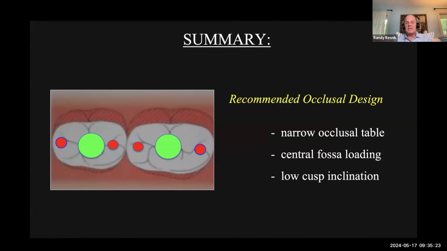Ideally, if you look at the schematic on the left, we want our contacts to be in the central fossa where I have it in green. We want to minimize, or not have any at all, on marginal ridges, or what we call mesial distal cantilevers. And then to get rid of the buccolingual cantilevers, we want a low cusp inclination and a narrow occlusal table. When you do all that, that concentrates the forces more on the long axis of the implant and allows that implant to distribute the forces better and to prevent occlusal overloading.